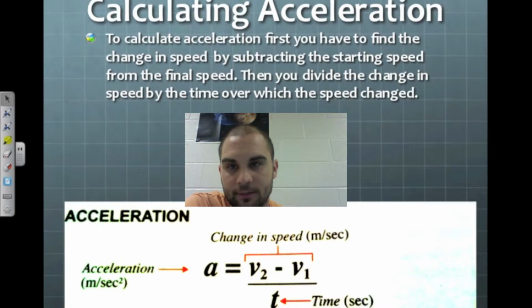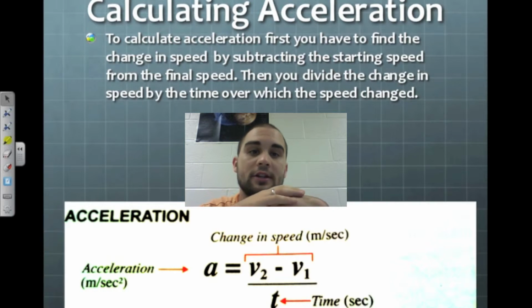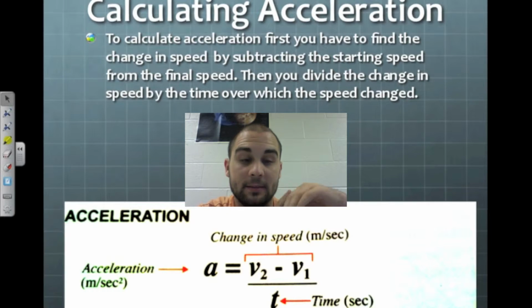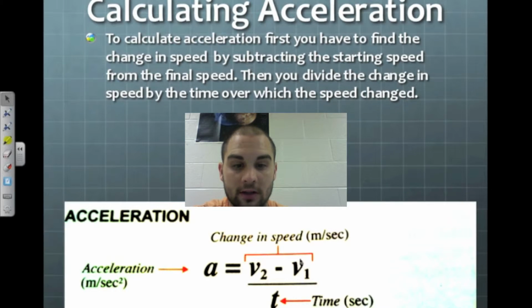Calculating acceleration. To calculate acceleration, first you have to find the change in speed by subtracting your starting speed from your final speed. Then you divide the change in speed by the time over which the speed changed. So the amount of time from your initial velocity to your final velocity, the amount of time it took between those, that's what time is going to be represented by.